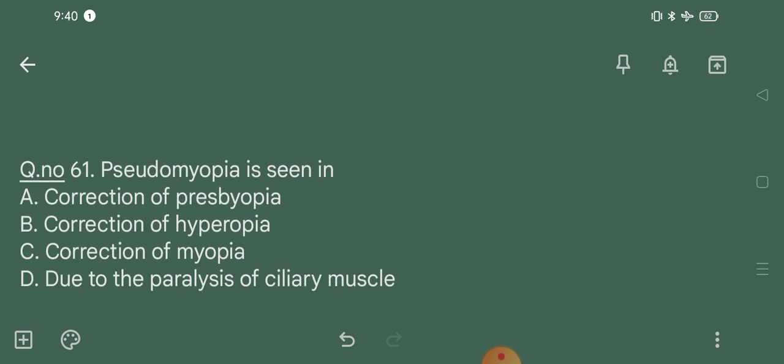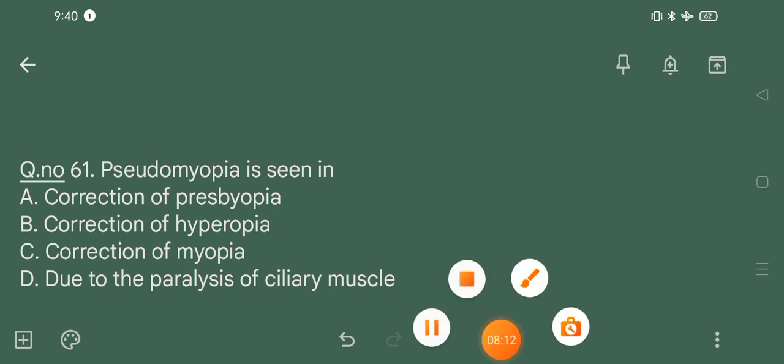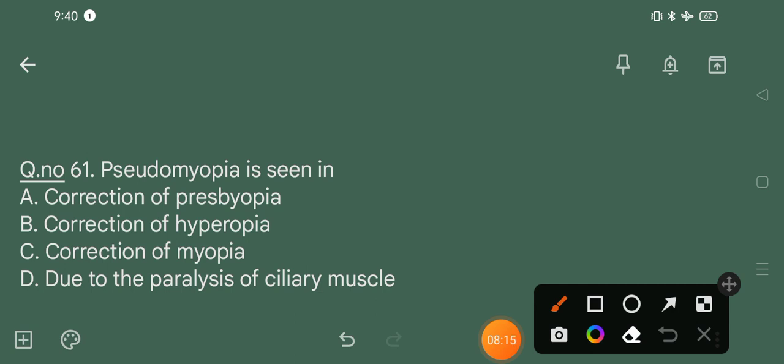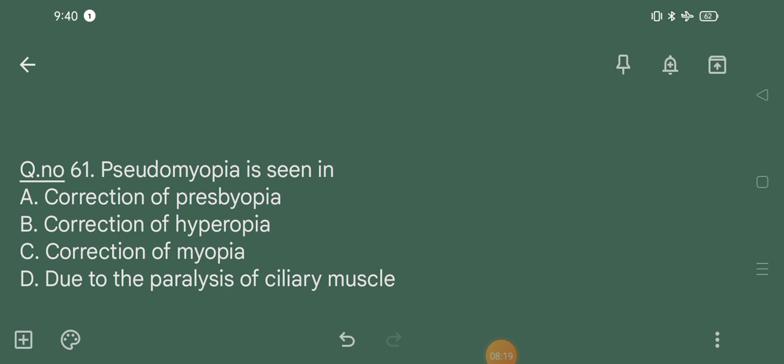Now question number 61. Pseudomyopia is seen in option A correction of presbyopia, option B correction of hyperopia, option C correction of myopia, option D due to the paralysis of ciliary muscle. So the correct option is option B, that is correction of hyperopia.